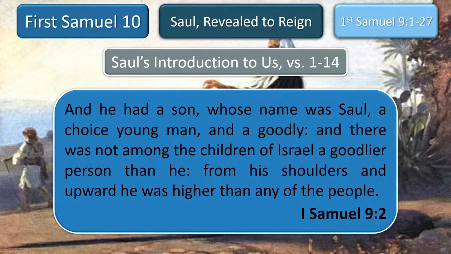He had a son whose name was Saul, a choice young man, and a goodly. And there was not among the children of Israel a goodlier person than he. From his shoulders and upward, he was higher than any of the people. Isn't it interesting that everything noted here is about his physical appearance? Well, that's exactly what Israel wanted. They wanted what they saw in other nations. They wanted to be like them.